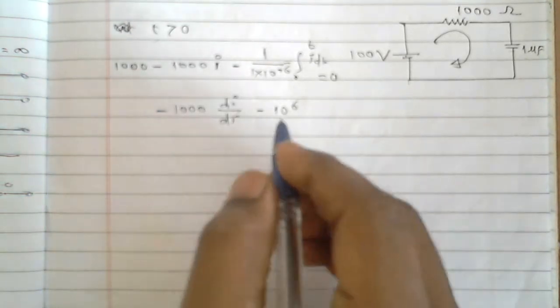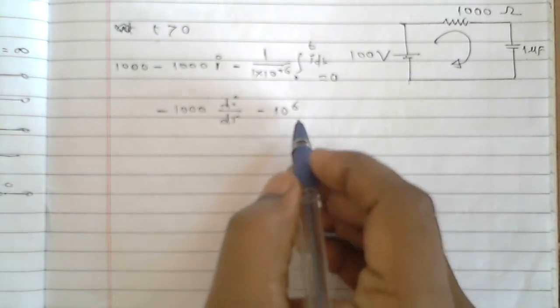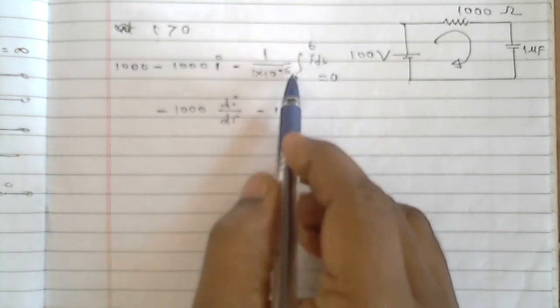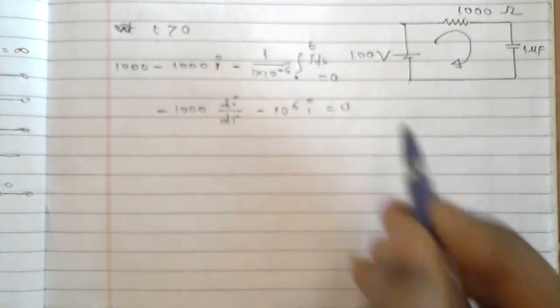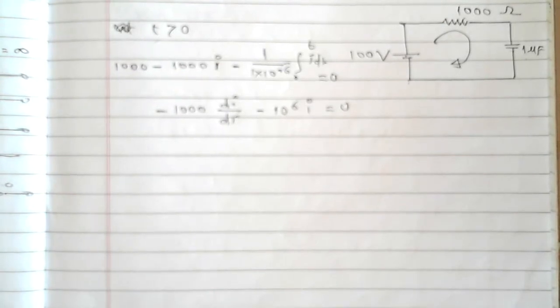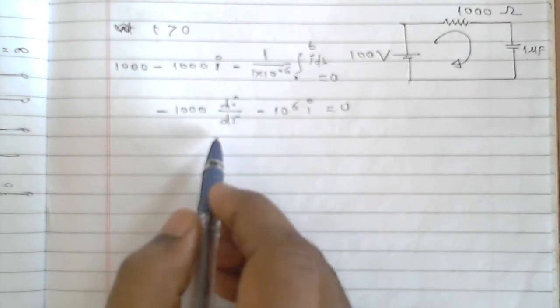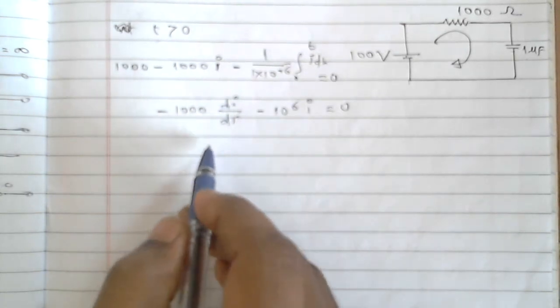Sorry. So it can be written as 10 raised to 6, and the integration derivative of this integration will be removed. So 10 raised to 6 I equal to 0. I got this equation, right? Now I will rearrange this equation for di by dt.